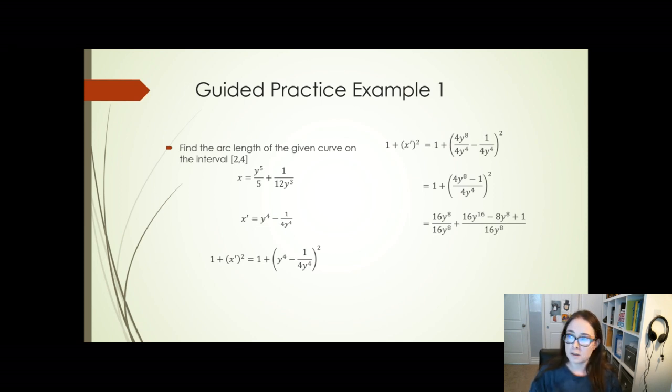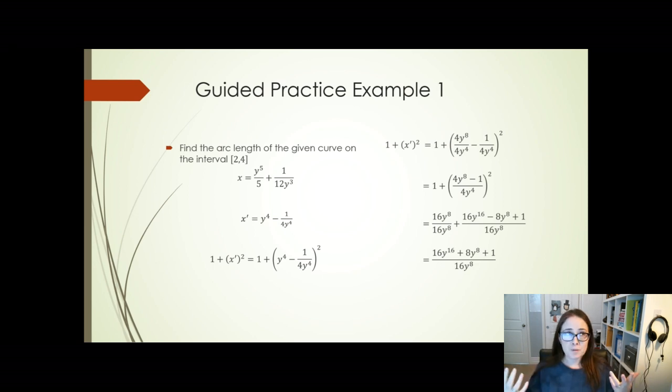So I rewrote the 1 using that common denominator of 16y to the 8th. Now I can add these two fractions together, and there are some like terms I'm going to be able to combine. I've got the 16y to the 8th and the minus 8y to the 8th, which will combine to plus 8y to the 8th. So I get this nice little rational expression here.